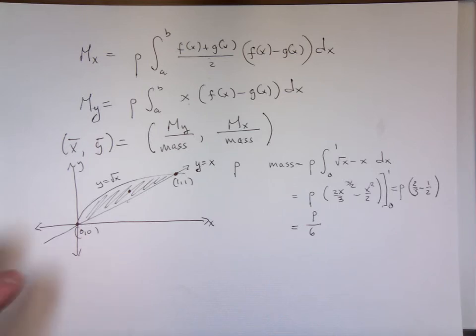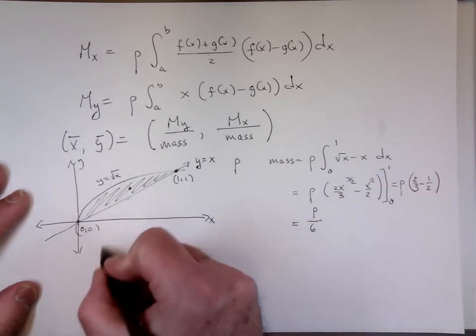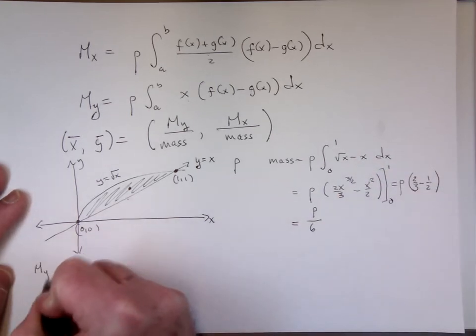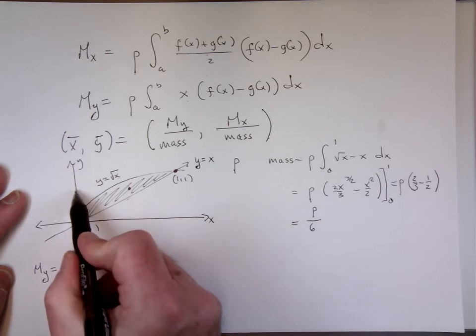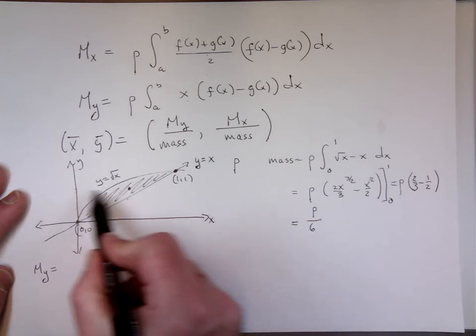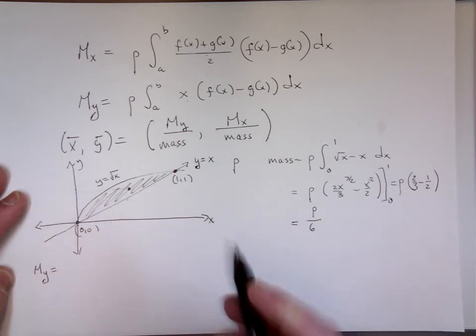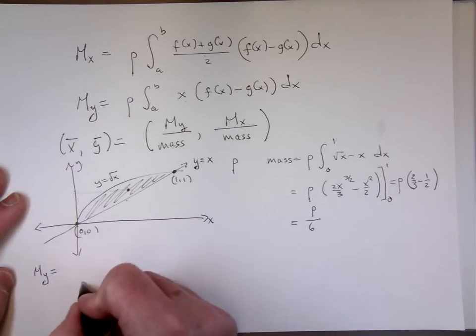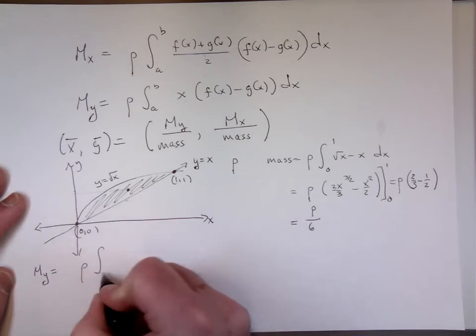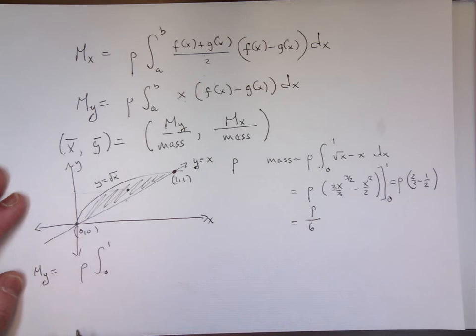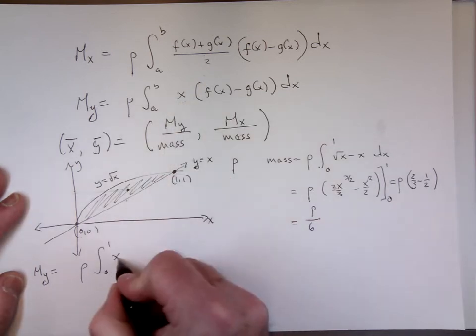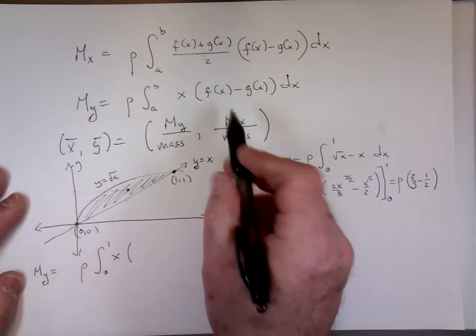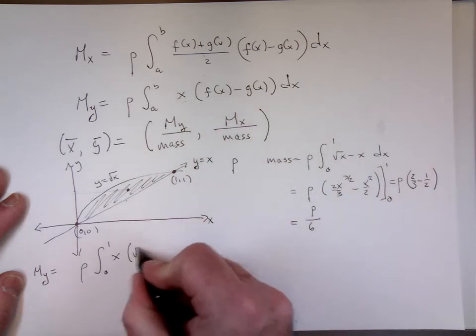Integral of x and square root of x. Yes, that's what I did. Now, I'm going to find the moment from the y-axis. Okay, the moment from the y-axis, this distance here. That's equal to rho, the integral from 0 to 1, x, the difference in the two functions, top minus bottom, square root of x minus x dx.